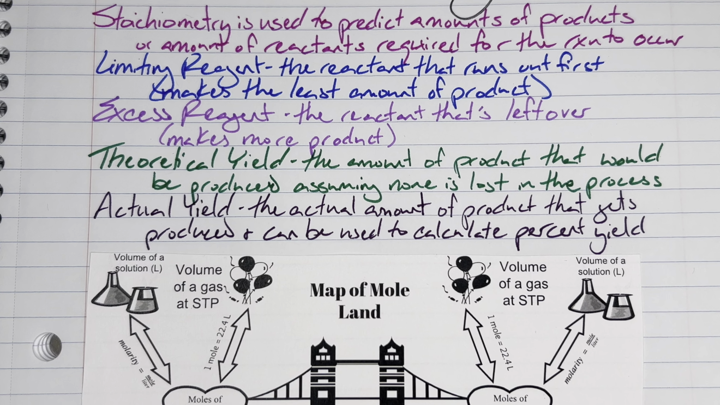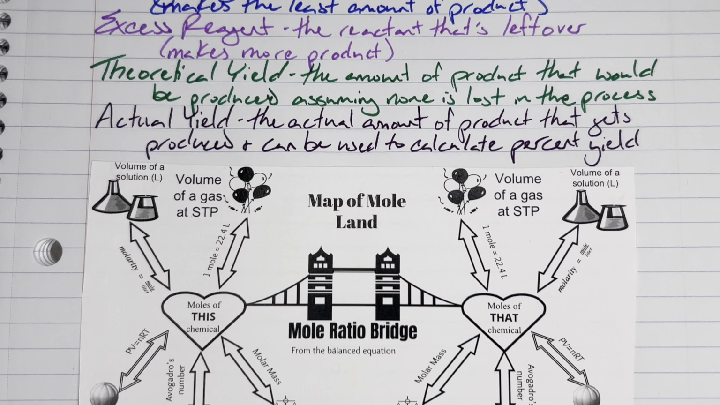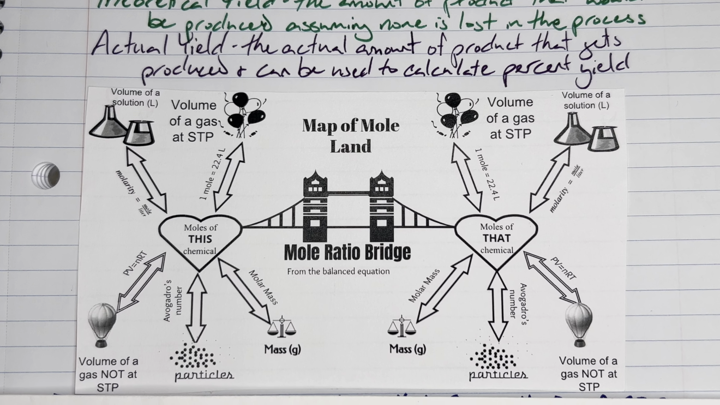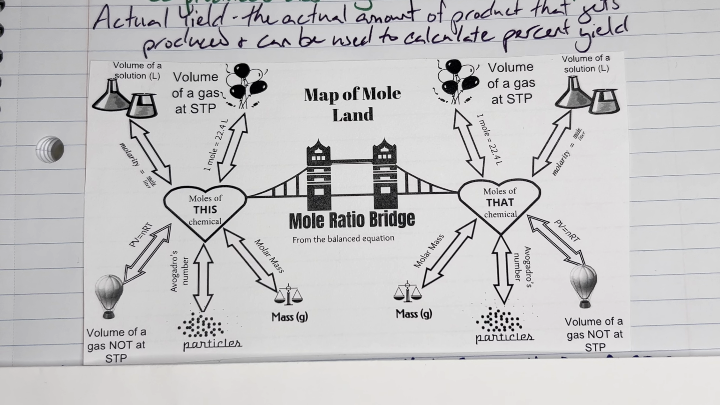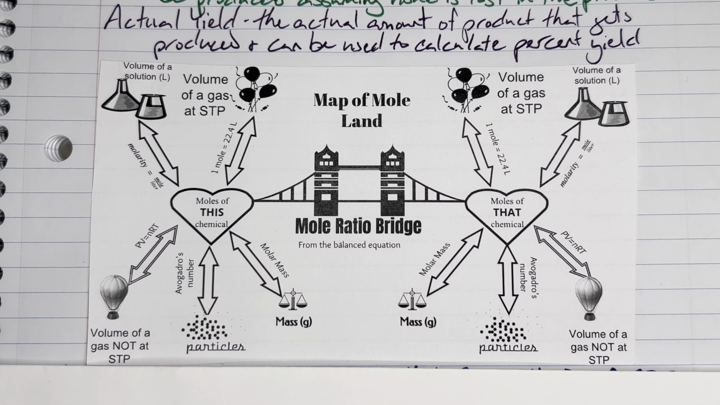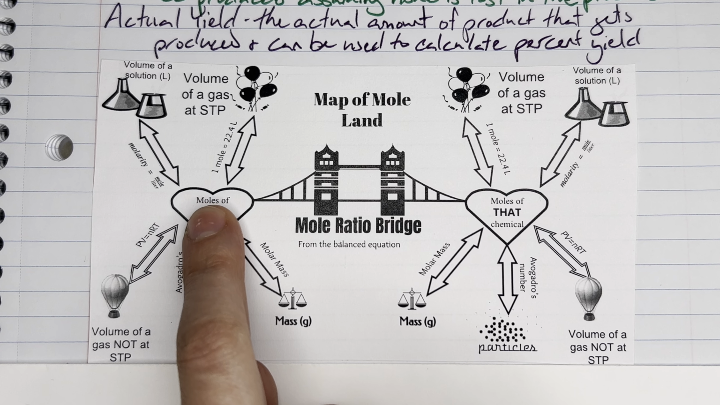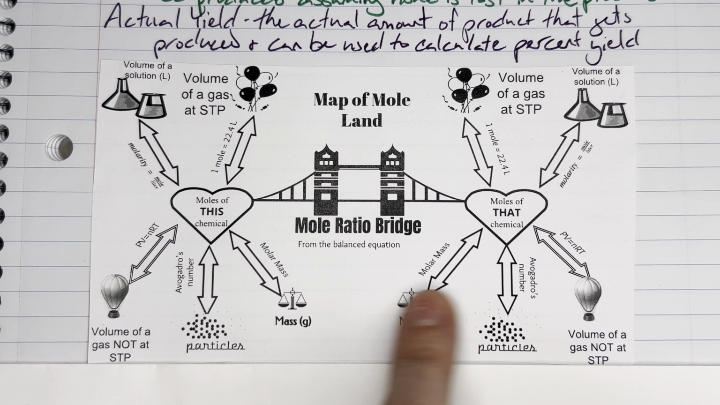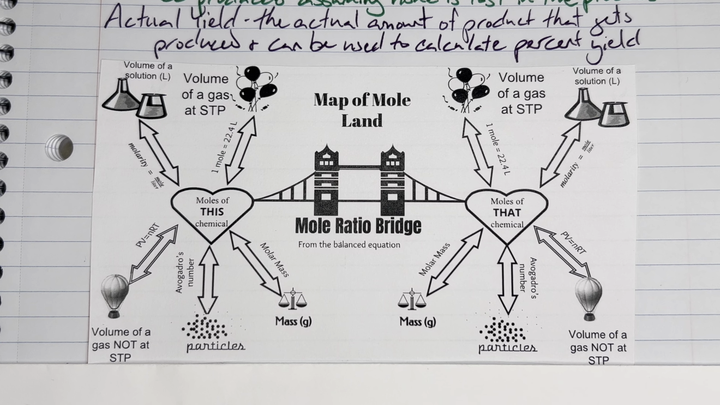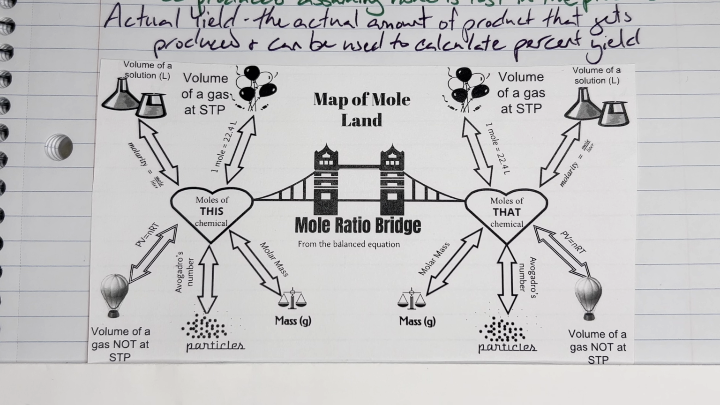Right here I have a diagram that is all of the relationships that can be used within stoichiometric calculations. This is called the map of mole land, and so you would go ahead and look here to find all of the different relationships that allow you to cross over and find the different pieces.